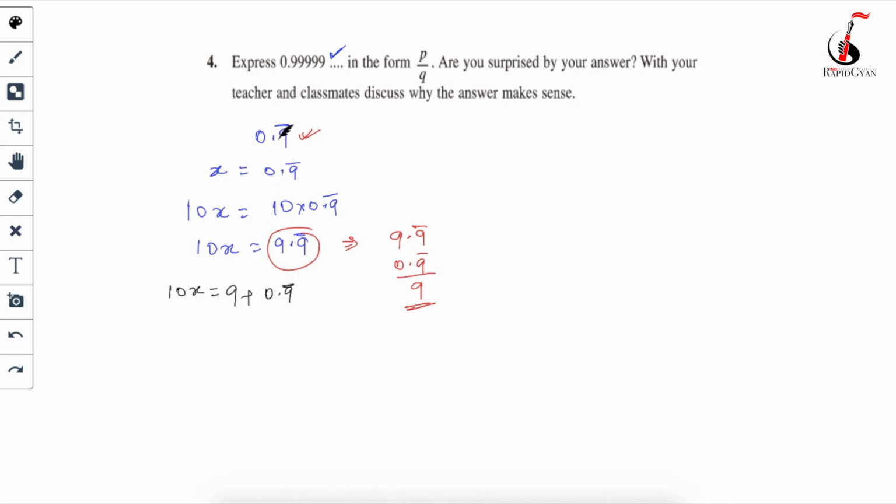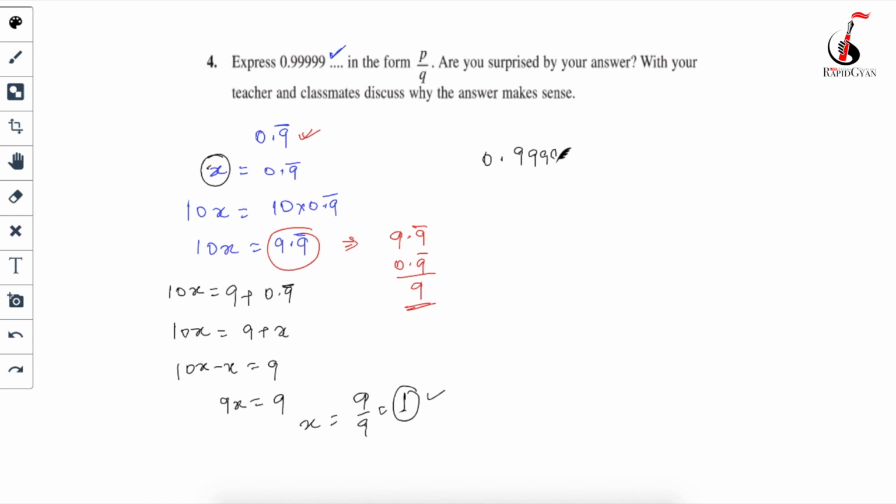What is your 0.9 bar? Your 0.9 bar is your x. So 10x is equal to 9 plus x. This x will go on the left hand side. So 10x minus x is equal to 9. So as a result, 9x equal to 9, and now x is equal to 9 upon 9, which is 1. Wow. Now see what you are getting: 0.99999 is equal to 1.